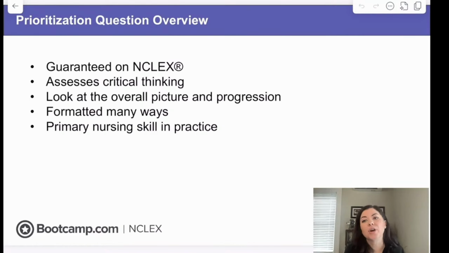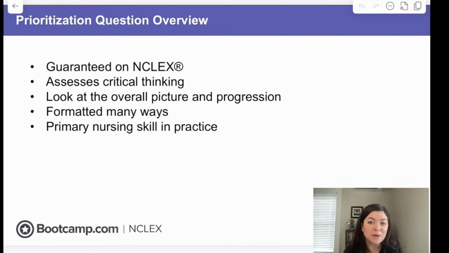Also, I want you guys to know that prioritization questions are formatted many different ways. You may be asked to identify the highest priority or the most sick client, or you may even be asked to identify the least sick or the lowest priority client. So it's always very important to pay close attention to what the question is asking you.